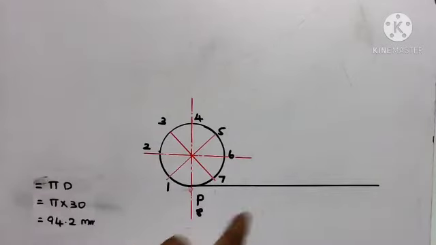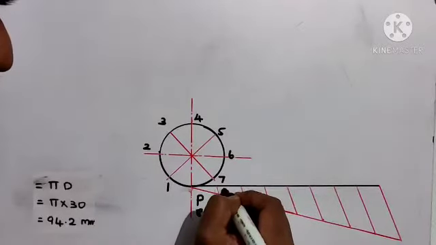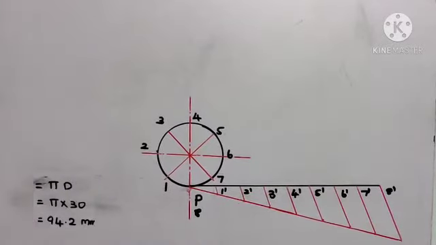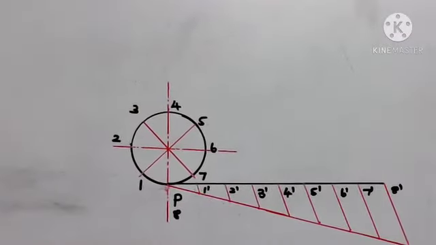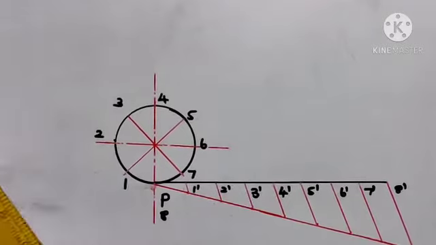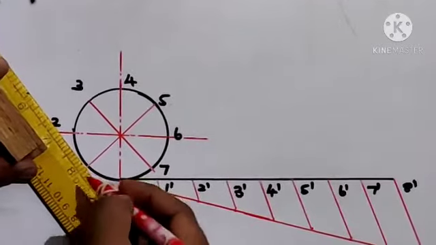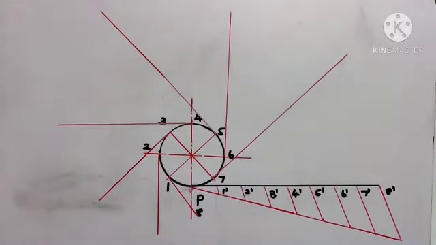Next, you need to divide the horizontal line into 8 divisions. I have divided that line into 8 divisions using the dividing a line into n equal parts method. Next you need to name these points. I'm going to name them 1 dash, 2 dash, 3 dash. Next, similar to this horizontal line, you need to draw the tangents from all the identified points, something like this. So I have drawn the tangents from all the points.